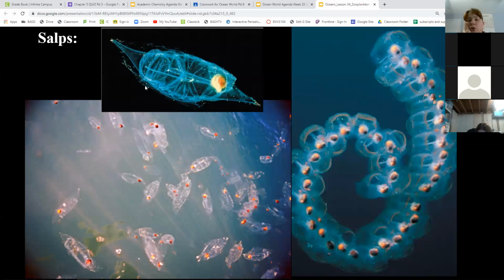One thing that's unusual about this invertebrate is whereas most zooplankton are found near the shoreline, the salps are usually found out in the open ocean. So this is something you'll find floating out in the middle of nowhere.